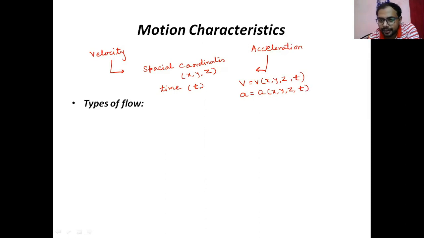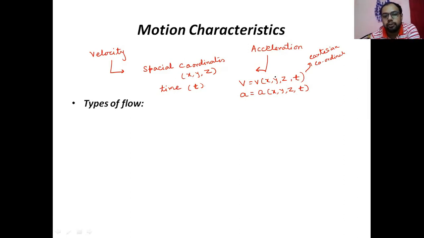This is the case of the Cartesian coordinate system, which is why we take care of x, y, z. In a polar coordinate system, you have to go for r, theta, z, and in a spherical coordinate system, you have to go for r, phi, theta. So this is the case we are talking about here.